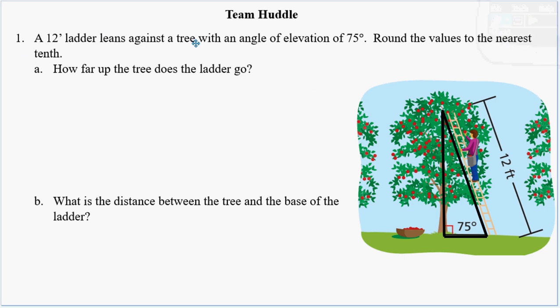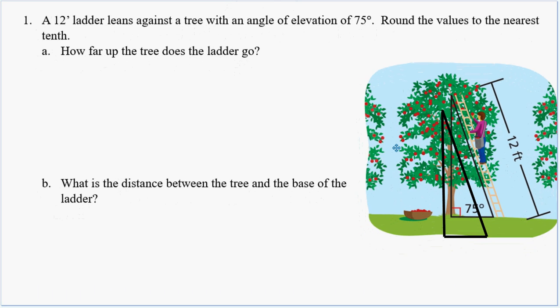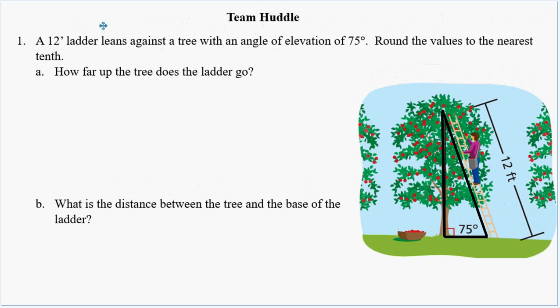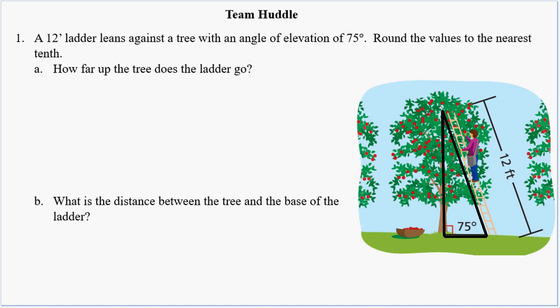Okay, so in the first one, we got a 12-foot ladder leaning against a tree. Angle of elevation up is 75. Round the values to the nearest tenth. We want to know how far up the tree does the ladder go. Let me get this, move this over. Oh, I guess those are attached, dang it. So how high up the tree does the ladder go?